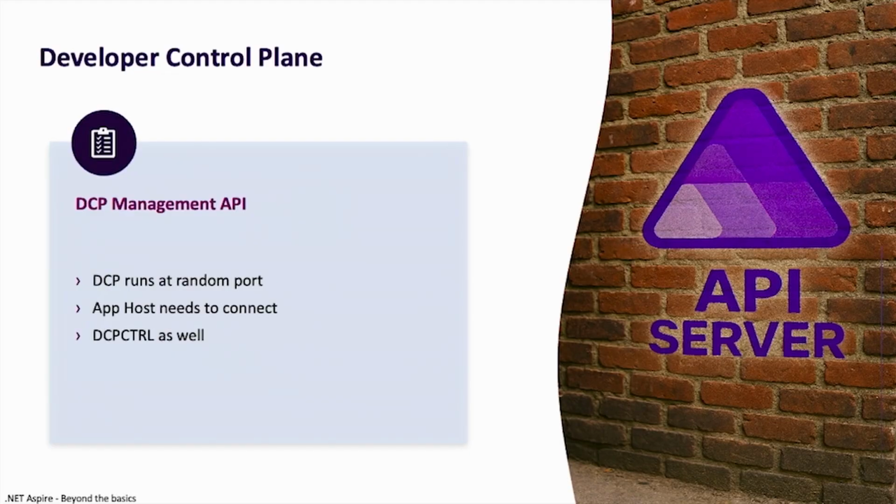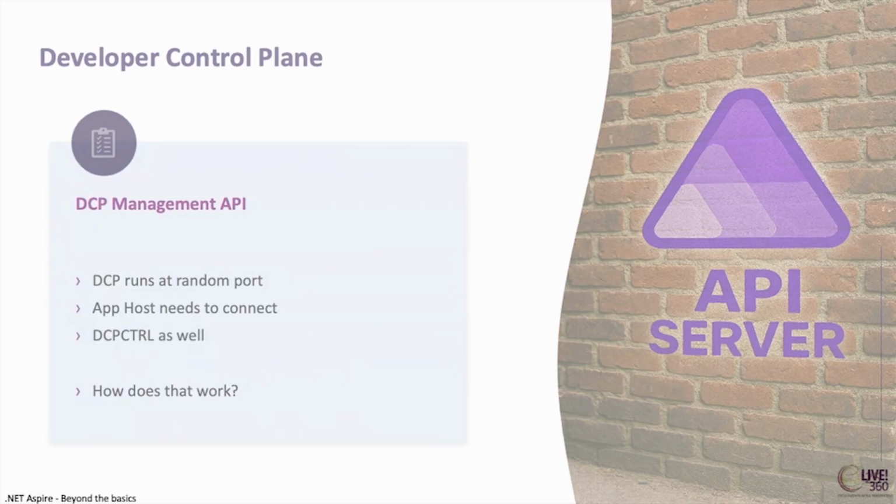There's another network thingy going on, and that is the DCP management API. So my app host, it needs to say, hey DCP, go and launch this application graph for me. So the graph I defined in my app host project. The app host created a nice graph from that. That graph needs to be sent to DCP, so DCP can launch the correct processes.